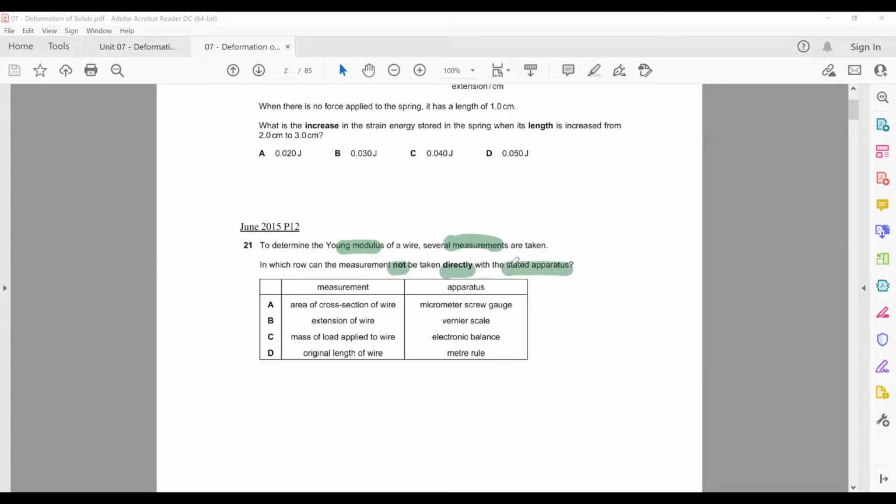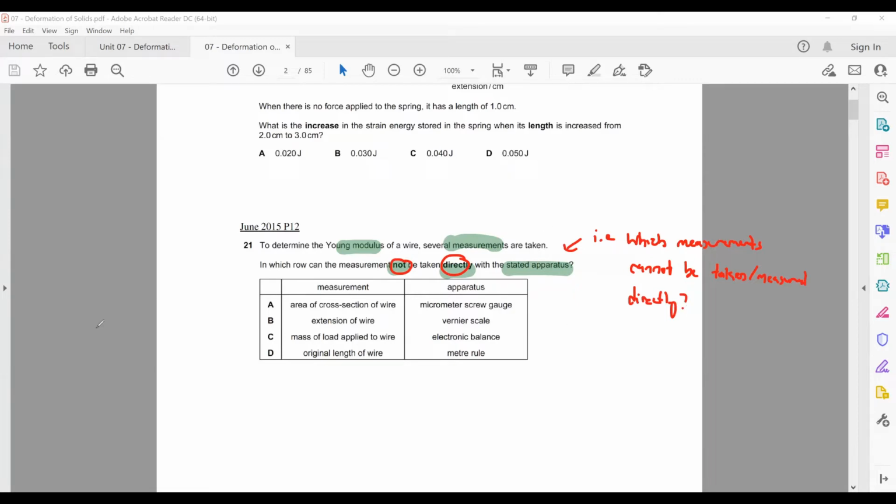Okay, notice that they've actually bolded this statement here for you. Which measurement cannot be taken directly? In which rows can the measurements not be taken directly with the stated apparatus? It actually just means this. Which measurements cannot be taken or measured directly? Yeah.